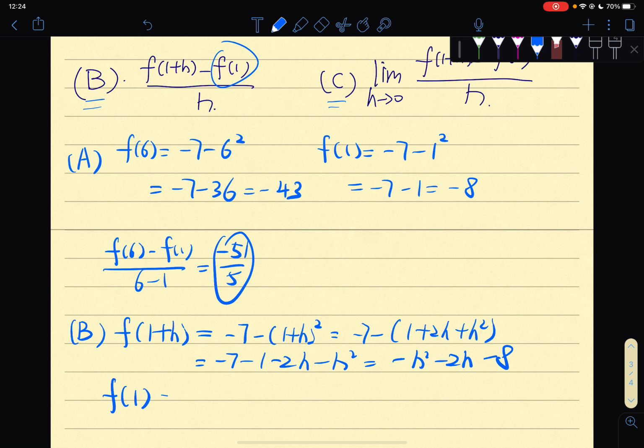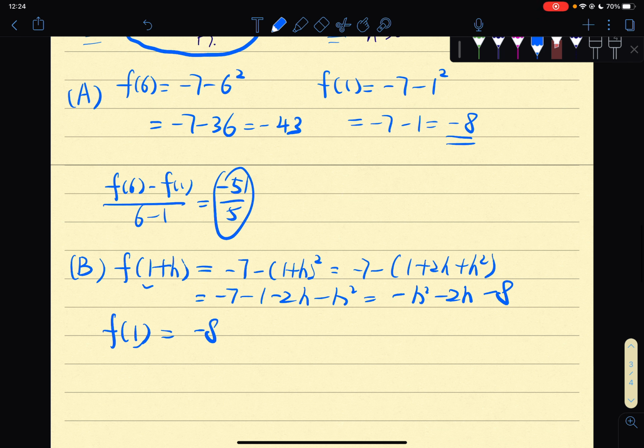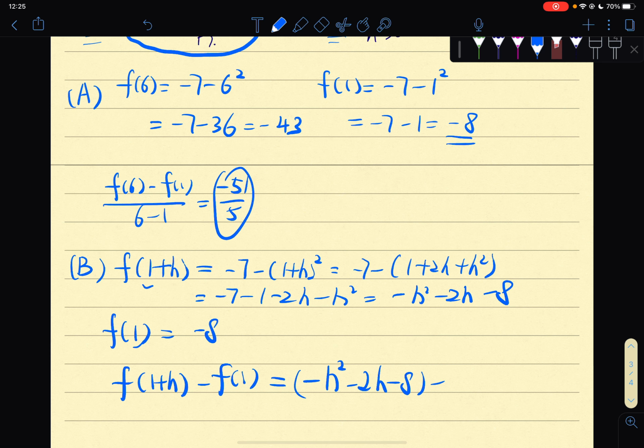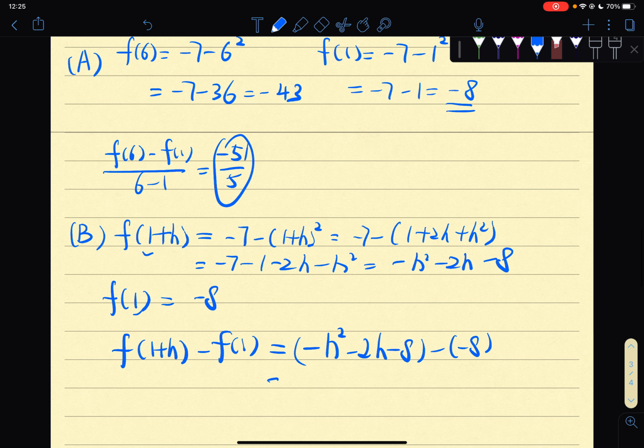The second piece is f of 1. So f of 1 you calculated already. It is negative 8. The problem says what's the difference between those two terms and then divided by h. So I have f of 1 plus h minus f of 1, which is my numerator. So this minus negative 8 is the same as negative h squared minus 2h minus 8 plus 8, which is negative h squared minus 2h.